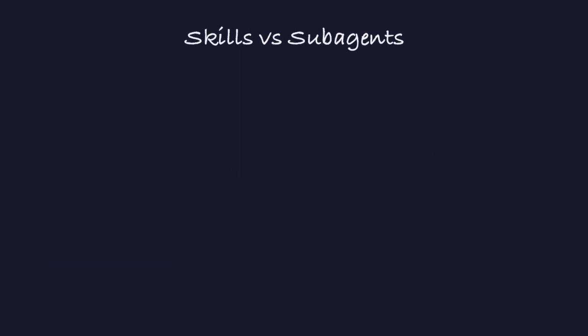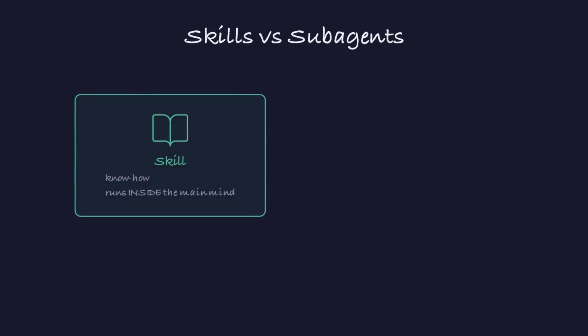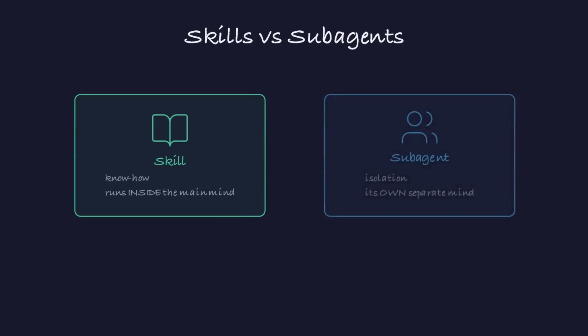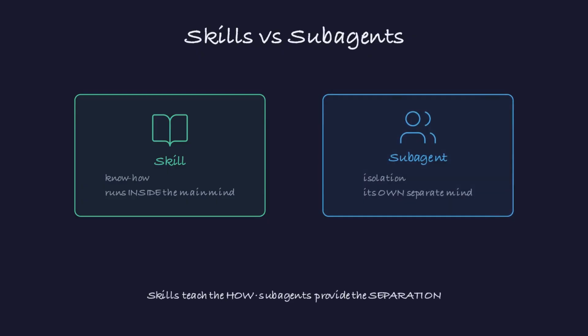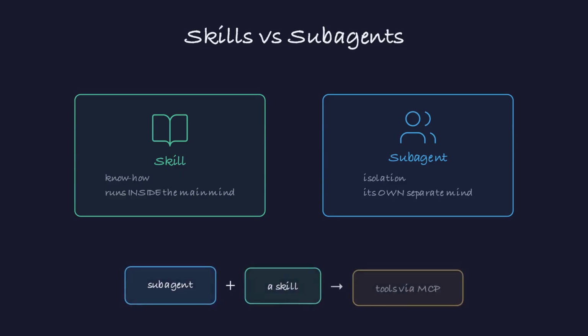Quick clarity, since people mix these up. A skill is know-how, a procedure that runs inside the main agent's context. A subagent is isolation, a whole separate context. Skills teach the how. Subagents provide the separation. And they stack. Hand a subagent a skill and let it reach through MCP to its tools. Know-how, isolation, and access together.